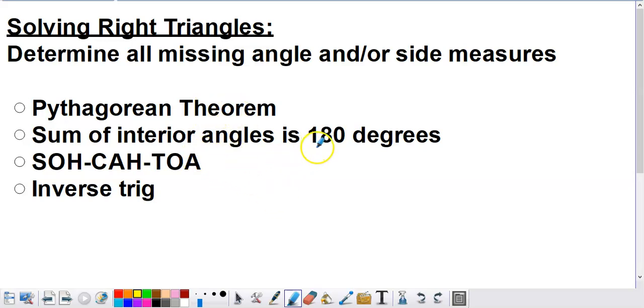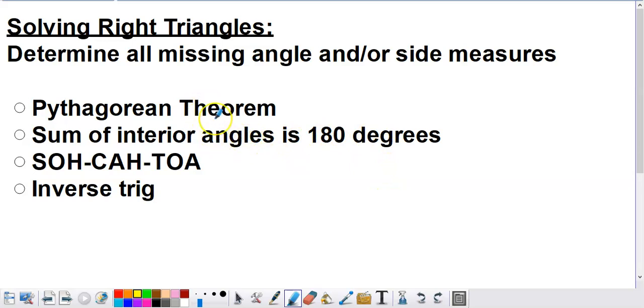All of the interior angles of any triangle, it doesn't have to be a right triangle, have to sum to 180 degrees. So if it's a right triangle, you know you have a 90-degree angle. Let's say neither of the other angles are specified. If you don't know 2 of the 3 angles of the triangle, you're not going to be able to use that option right away.